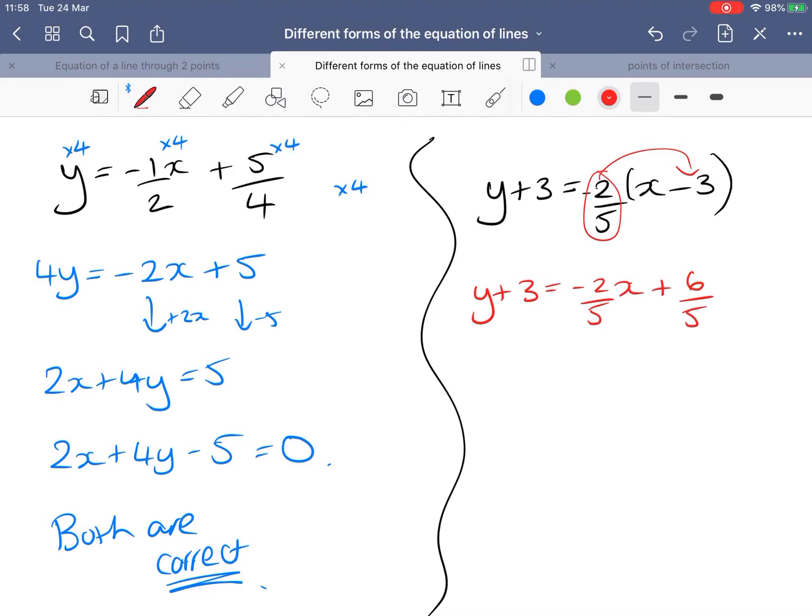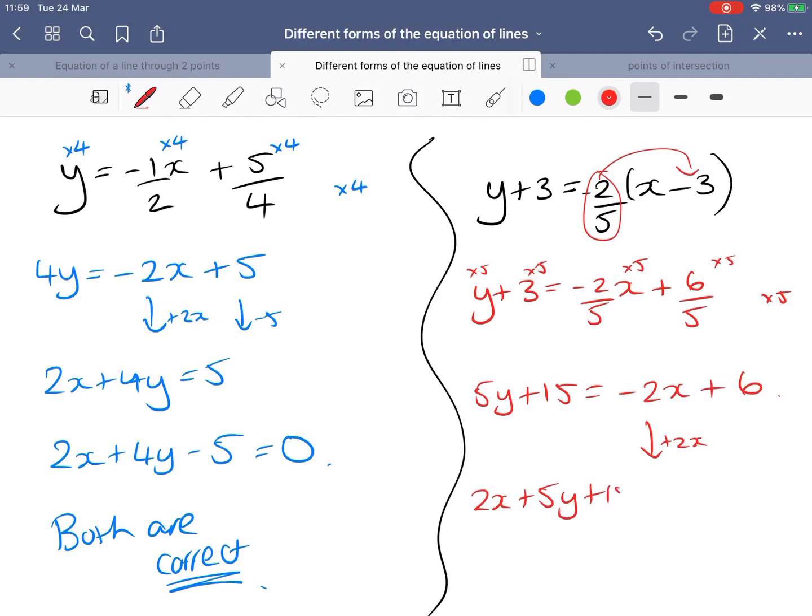Then we want to try and get rid of this fraction. So multiply through by 5. So multiply every term by 5. So we end up with 5y plus 15 is equal to minus 2x plus 6. And now we've just got to get everything on one side. So again, I would add the 2x. So I have 2x plus 5y plus 15 equals 6. And then take away the 6. So I'd have 2x plus 5y plus 9 equals 0.